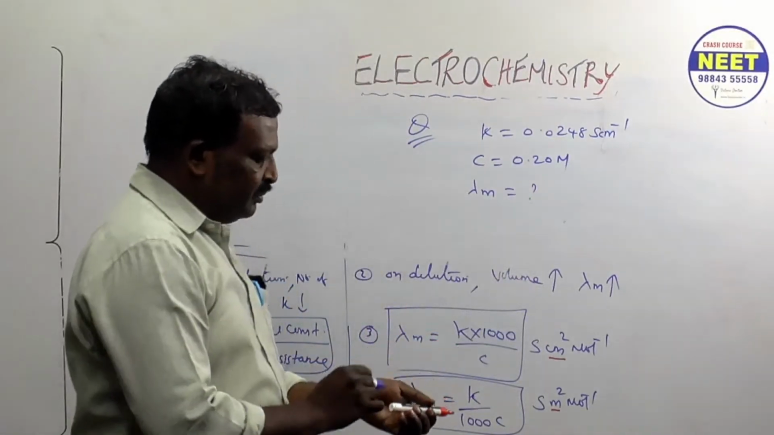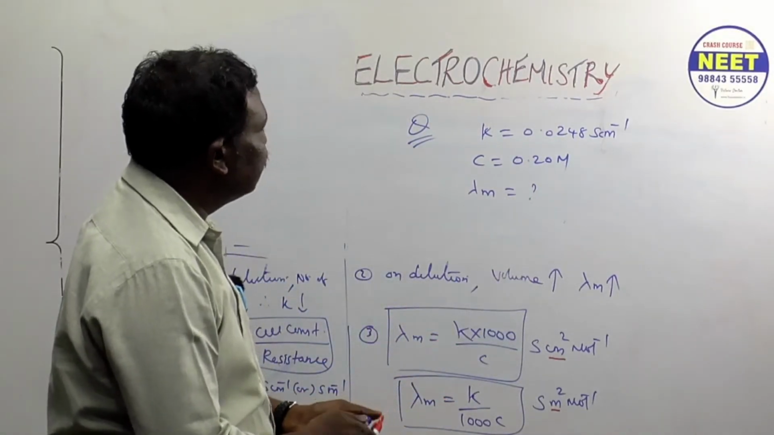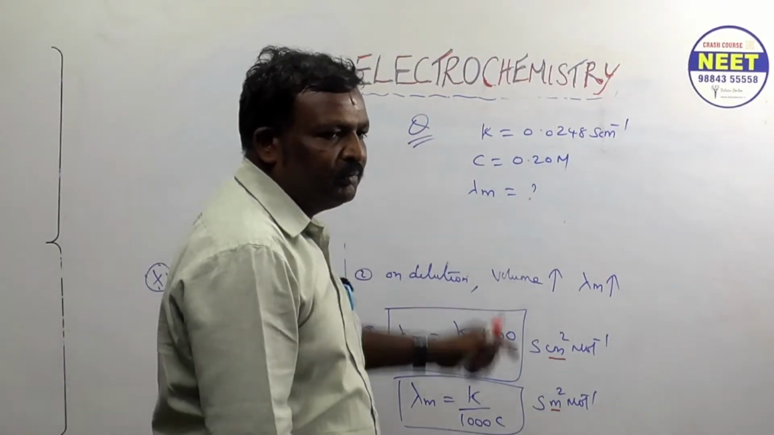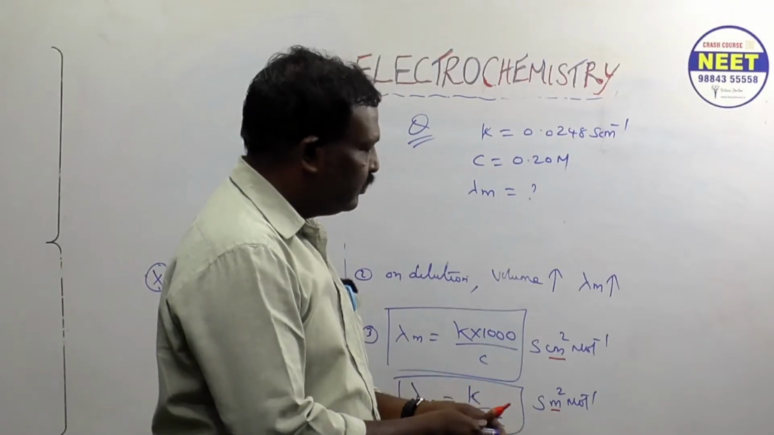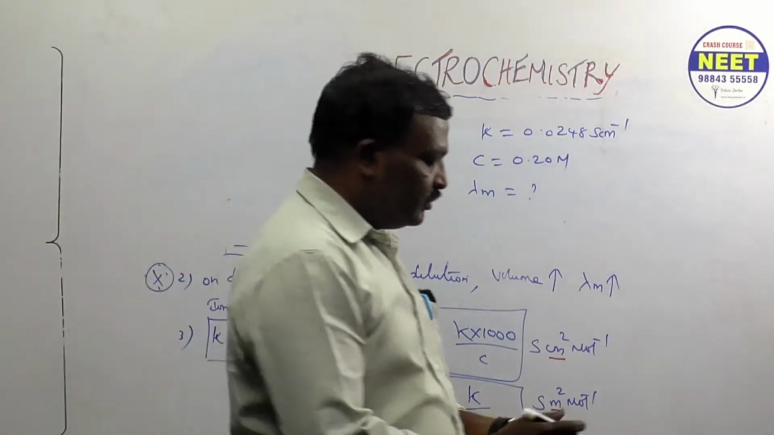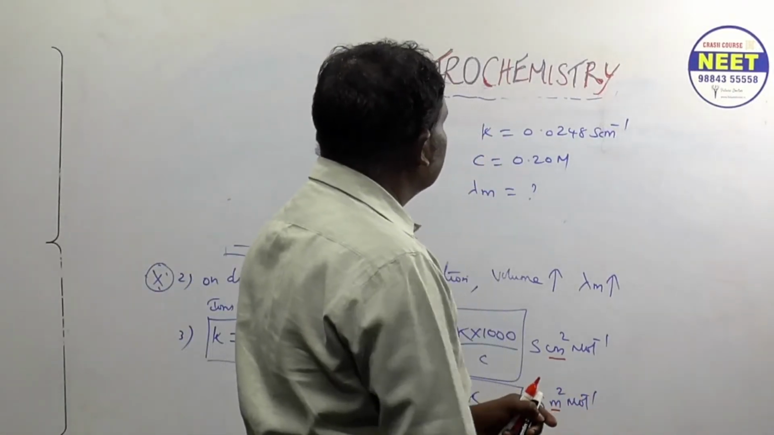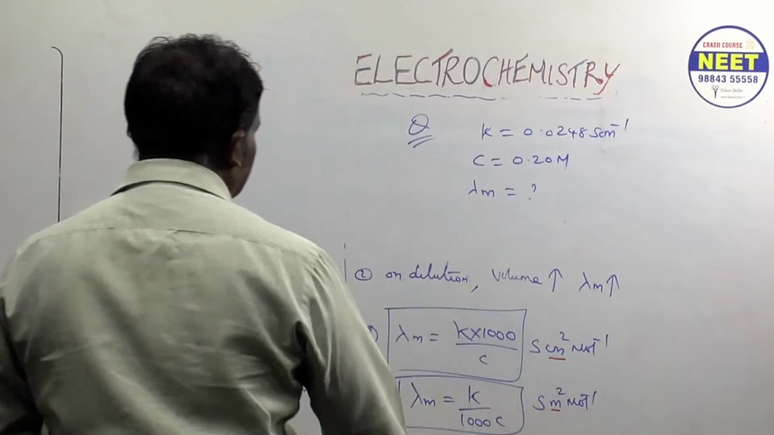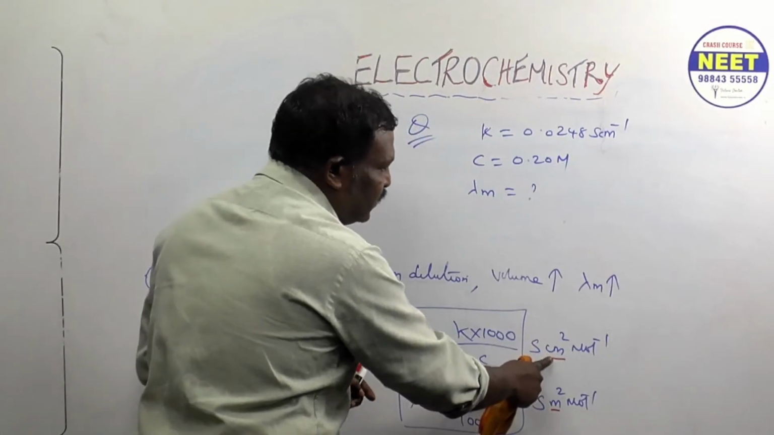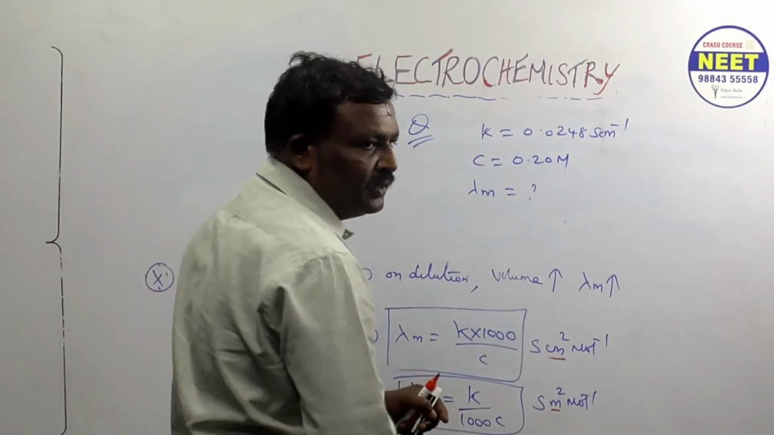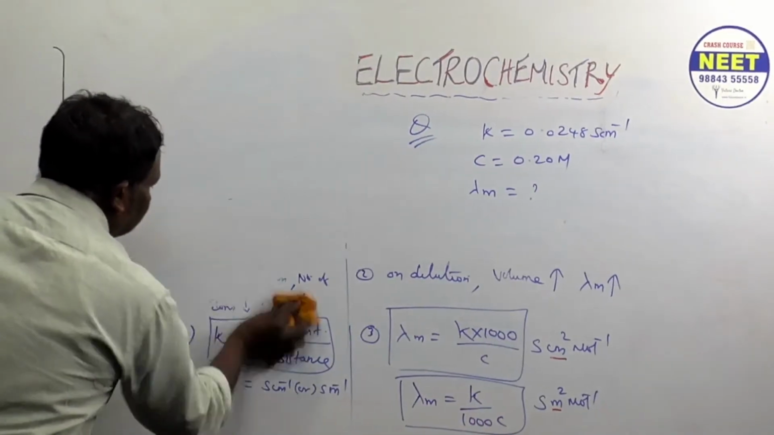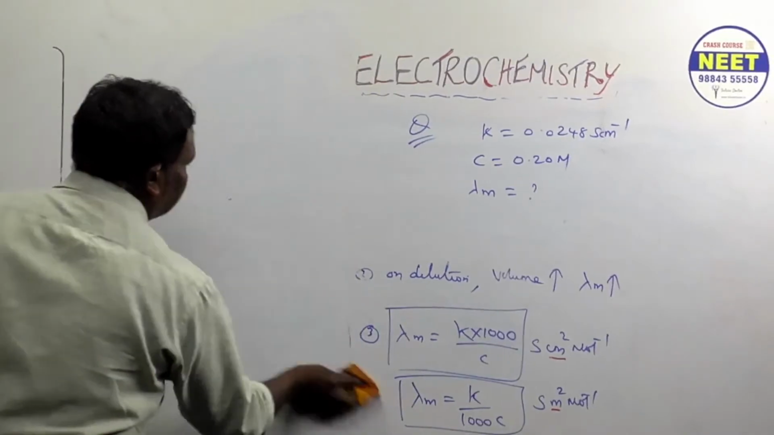Write fast. You write Q. Q means question. Problem. Understood? Just substitute here. What is this? Centimeter? No. So use this formula, kappa into 1000 by C. Use this formula. Very important formula. Read fast.